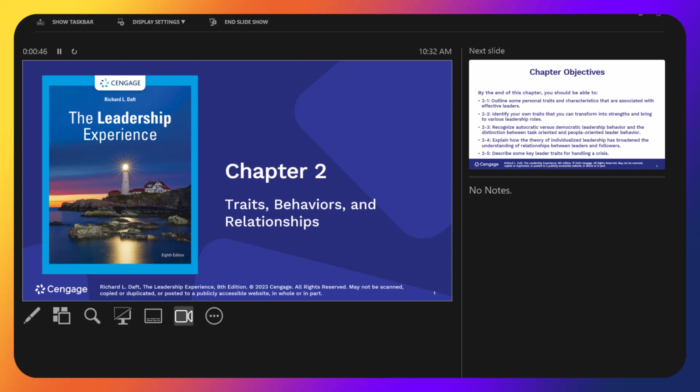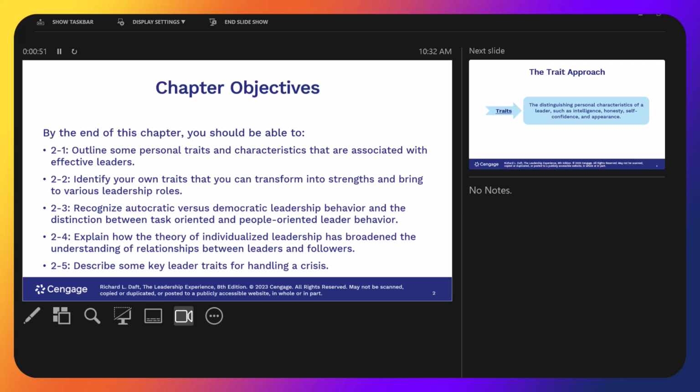traits, behaviors, and relationships. So by the end of this chapter, we should be able to outline some personal traits and characteristics that are associated with effective leaders, identify your own traits that you can transform into strengths and bring to various leadership roles, recognize autocratic versus democratic leadership behavior, and the distinction between task-oriented and people-oriented leader behavior.